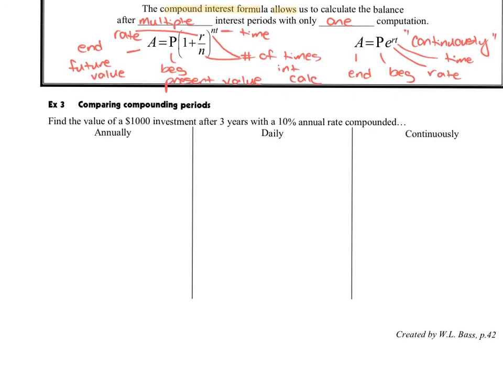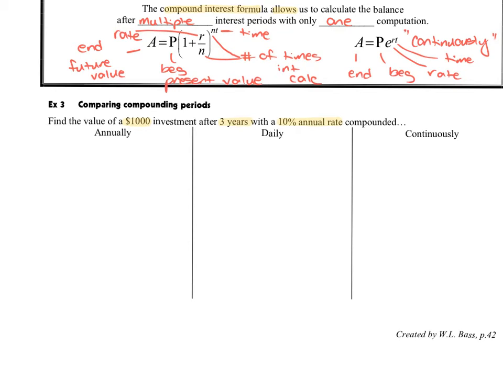So let's look at how these each compare. So we have $1,000 again, okay? We're going to invest it for 3 years, and we're going to have a 10% rate. Again, these are pretty high rates, but if you're investing not in a savings account, it's maybe not so unusual. Okay, so I want to know the value after these periods of time. So we're looking for a future value.